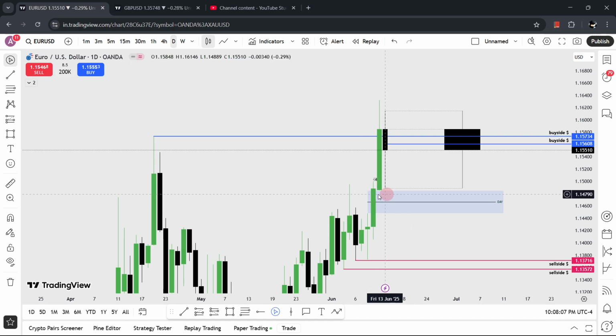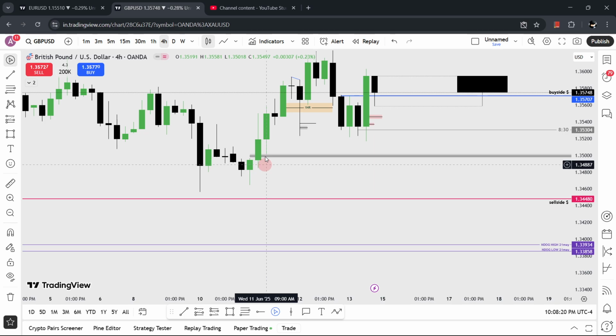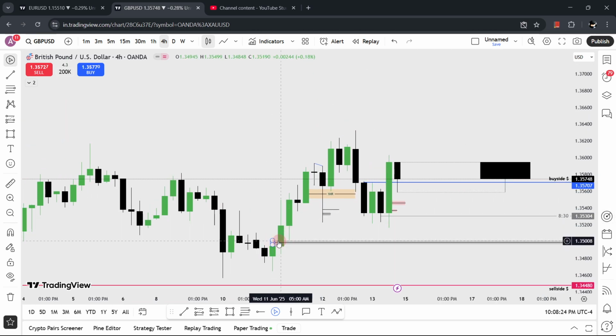This one daily fair value gap I just marked now only. On this day there was no fair value gap here. So we'll be going to a 4 hour on both. In GU, we had a 4 hour gap here.